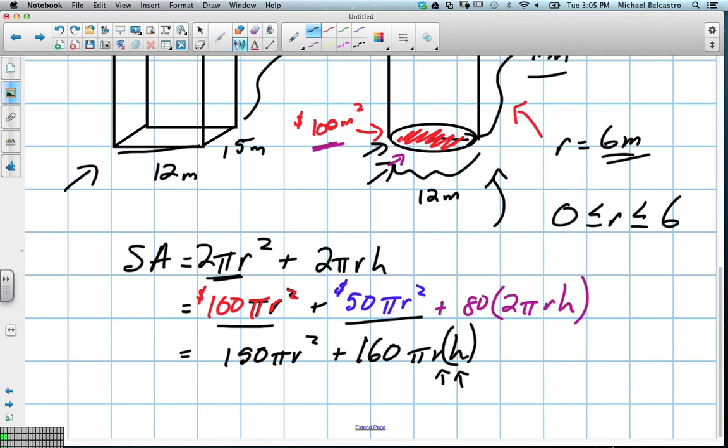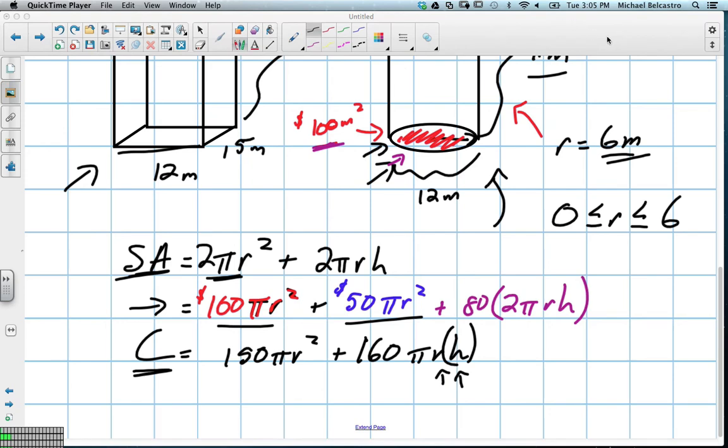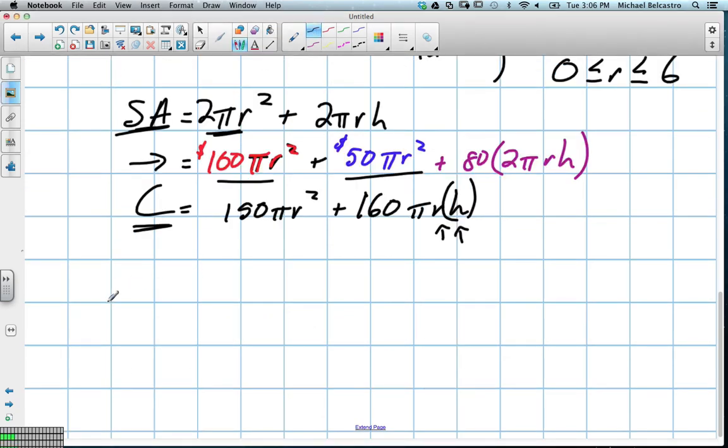That should be C now, right? Since you changed it. Yes, you're right. This is no longer surface area. This is now our cost function since we plugged in our cost. Okay? So what we did leave out is they told us the volume, and the volume of a cylinder is pi r squared times h.